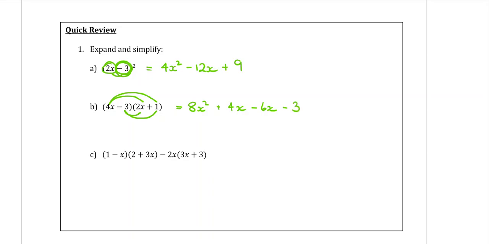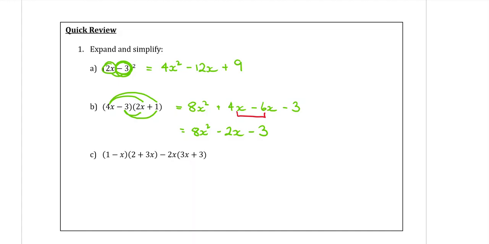Then you can see that we have some like terms in the middle that we can collect up. So 8x squared stays first. 4x take away 6x is negative 2x, and then minus 3.